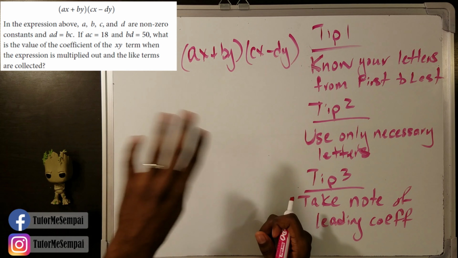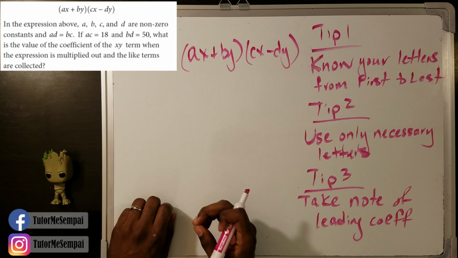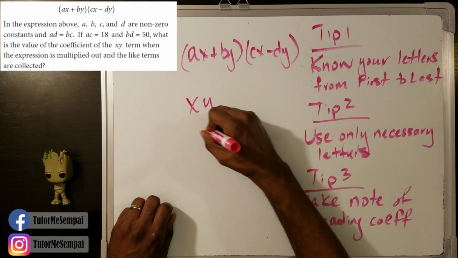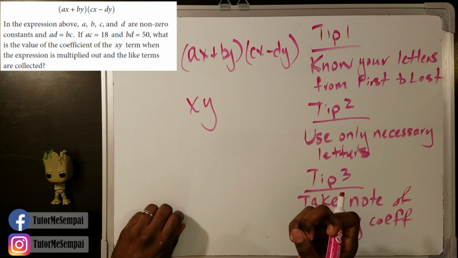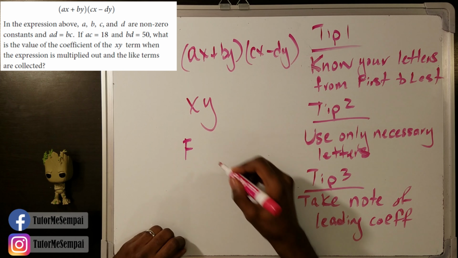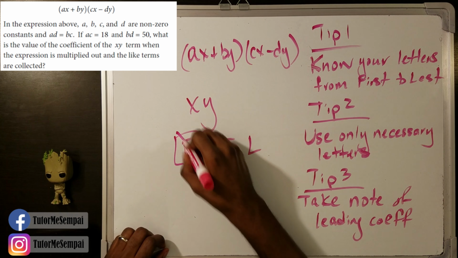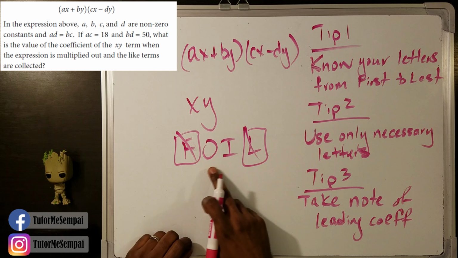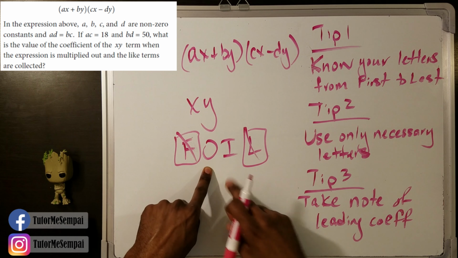And they give you a bunch of extra information here, but if you look, what they're really asking is what is the value of the coefficient of the xy term? Well, we know our letters from first to last, right? So which letters are going to give us our xy term? Is it going to be our F, O, I, or our L? Well, it's definitely not the F, and it's definitely not the L. It's just going to be our O and our I. So we can simply focus on the coefficients of our outer and inner and see what we get.